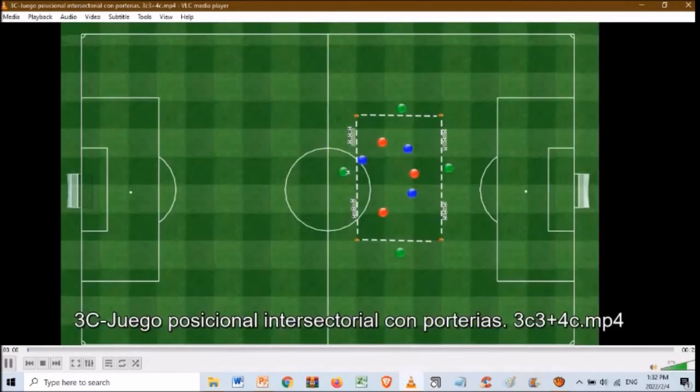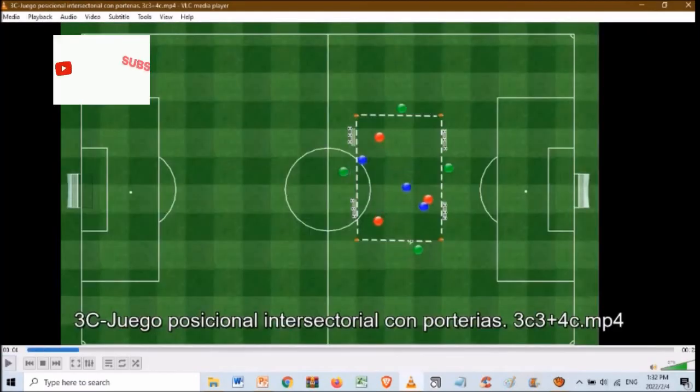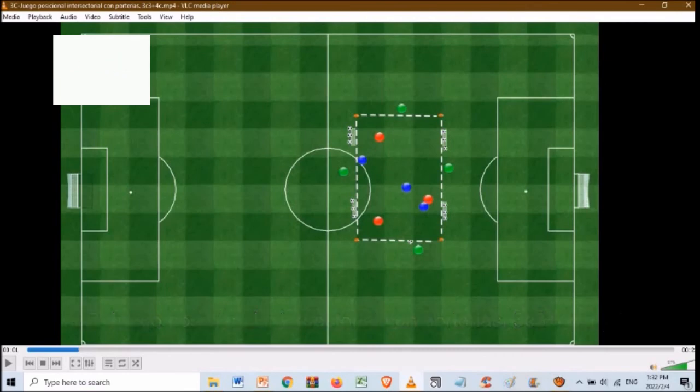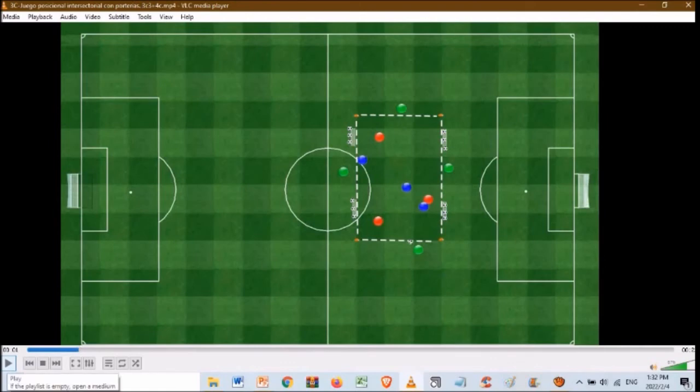Another example is an intersectorial game of 3v3 plus 4. These types of exercises can be used in the session of tension in the beginning or in the middle part, or also in the session of speed, of muscle contraction or tension of muscle contraction. Or you can use it as a complementary exercise for warm up also, like the rondos normally. The main idea here is the 3v3 with four jokers outside.